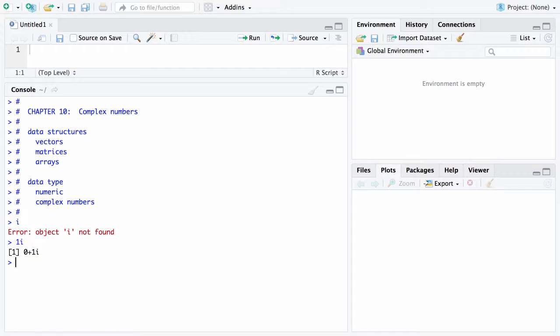In terms of complex numbers, you probably remember these from high school somewhere. They have the form a + bi, where a is the real portion and b is the imaginary portion. In this case, a is equal to 0 and b is equal to 1, and there is a complex number. You can take this 1i, for example, and square it. And in this case, you get -1, as you would expect, because i squared is -1 from mathematics.